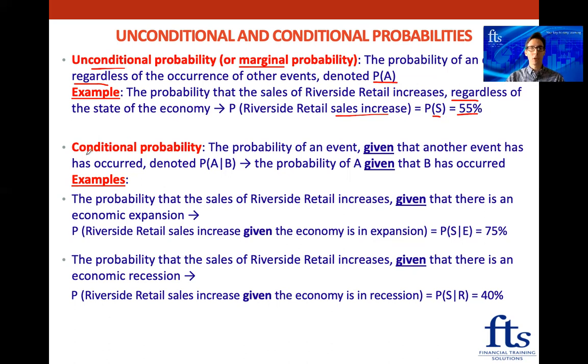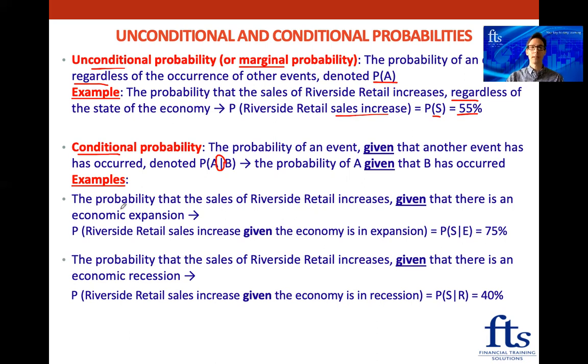Now we come to conditional. So what happens here? This is the probability of an event given that another event has occurred. And we denote this, the P, with a little vertical line in between the A and the B. So when we see this little vertical line, we must always say the word given in our head. So it's the probability of A given that B has occurred. So let's try, we've got two little examples here.